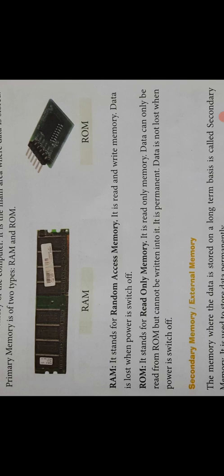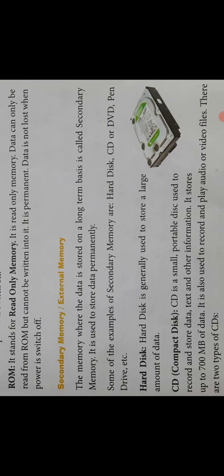So, in RAM, we can read and write the memory, and data is lost when power is switched off. But in ROM, we can read the memory only, we cannot write in it, and data is not lost when power is switched off. What next? Secondary memory or external memory.